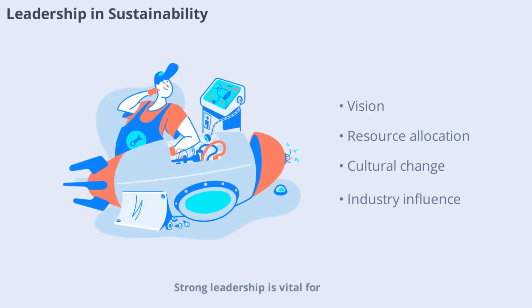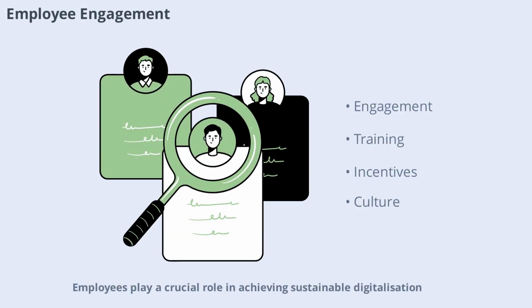Strong leadership is vital for embedding sustainability into digitalization strategies. Leaders set the vision, allocate resources, and inspire teams to pursue green goals. By championing sustainability, leaders can drive cultural change within organizations and influence industry standards. Effective leadership ensures that sustainability remains a priority, even as technology evolves. Next, we'll explore the importance of employee engagement. Employees play a crucial role in achieving sustainable digitalization.